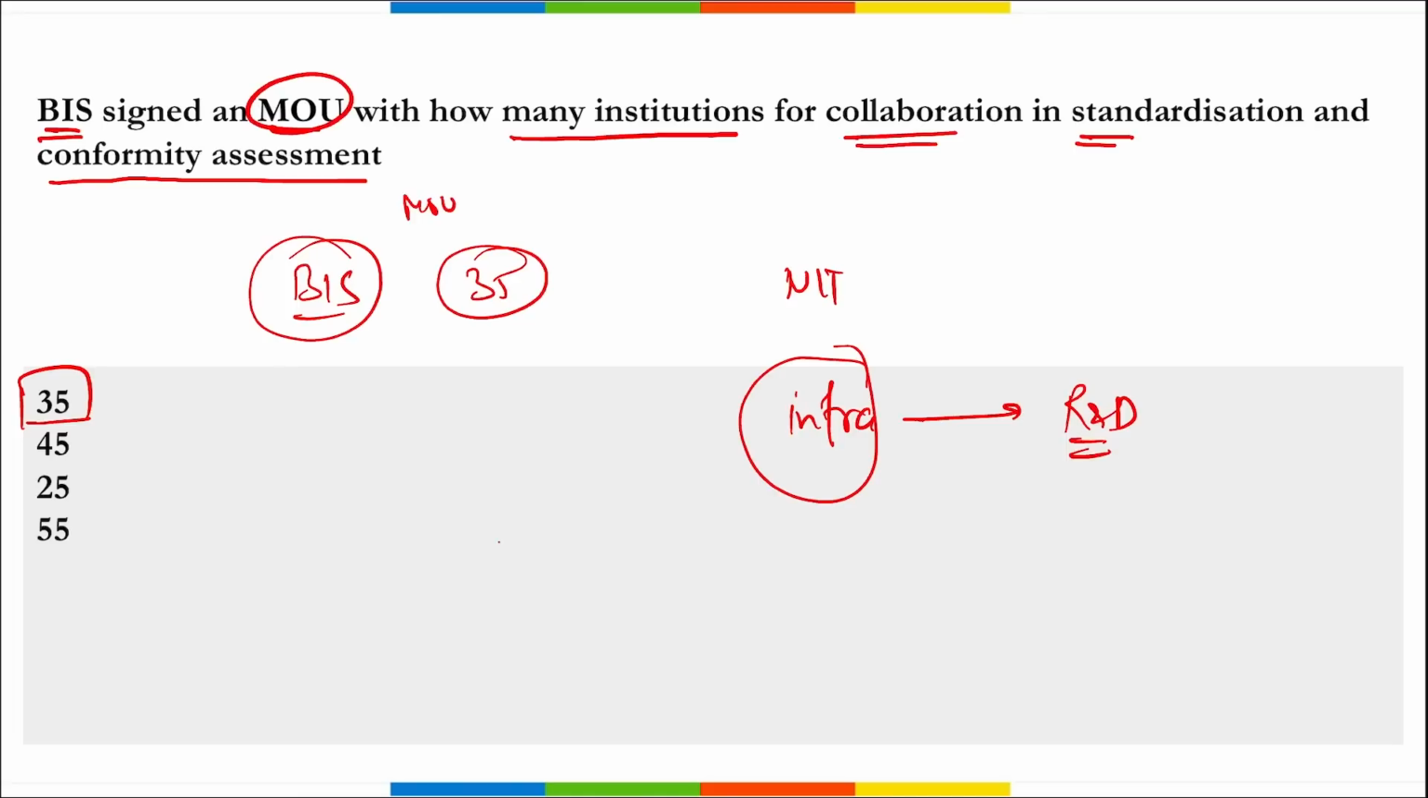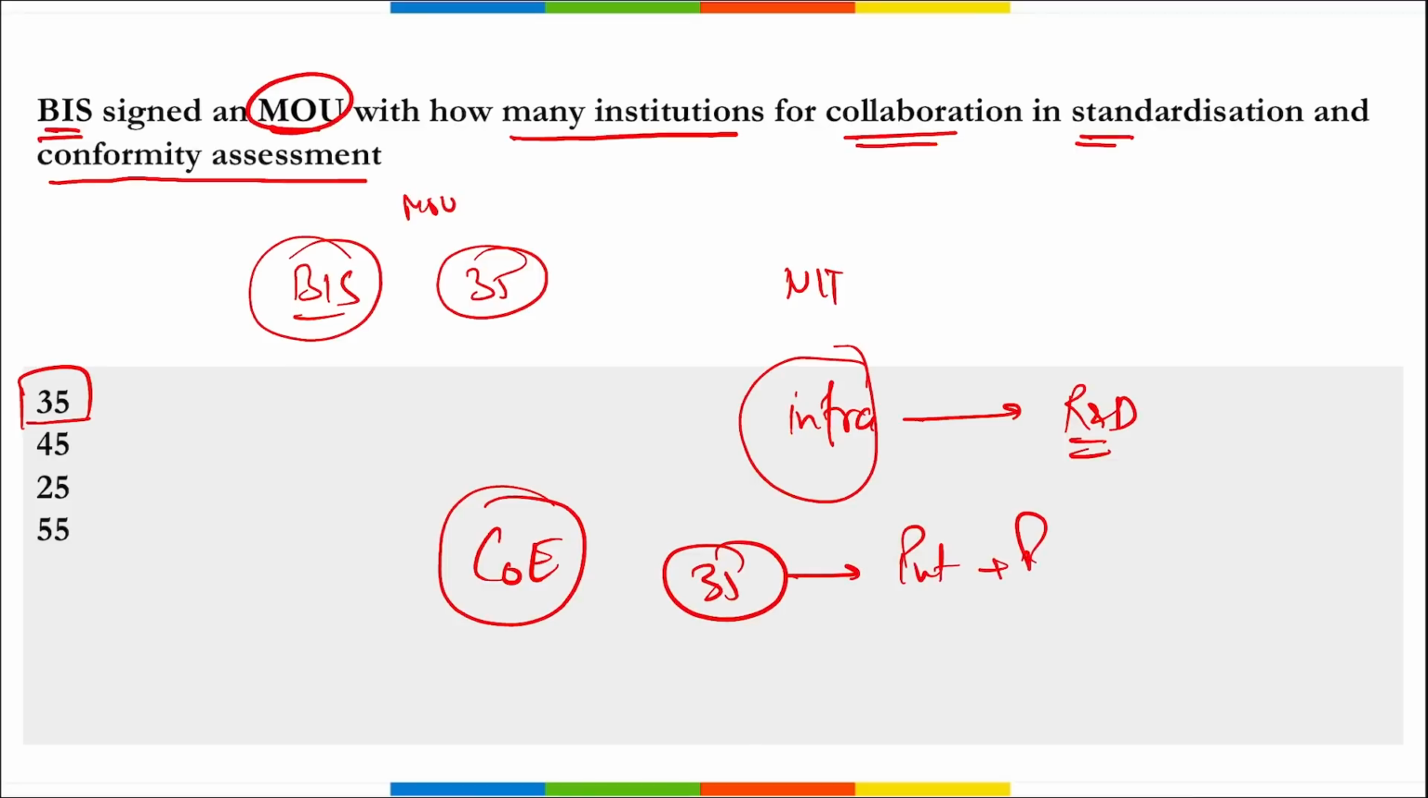This MOU will enhance the standard formulation activities, and BIS will also explore setting up of a center of excellence for standardization in partnership with these 35 institutions, and they include both private and public institutions. So the correct option here becomes option A, 35.